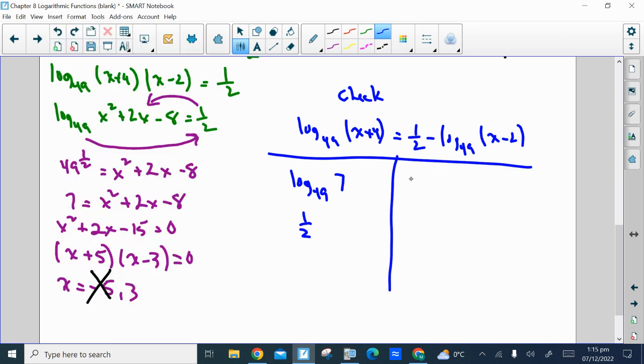On the right side, it's 1/2 minus log base 49 of, when x is 3, 3 minus 2 is 1. So log base 49 of 1 is asking 49 to what power is 1? The answer is 49 to the 0 equals 1. And 1/2 take away 0 does equal a half. Right, so that answer checks.